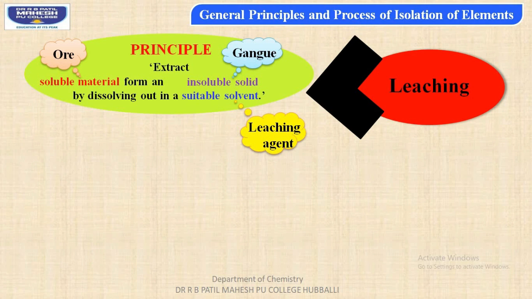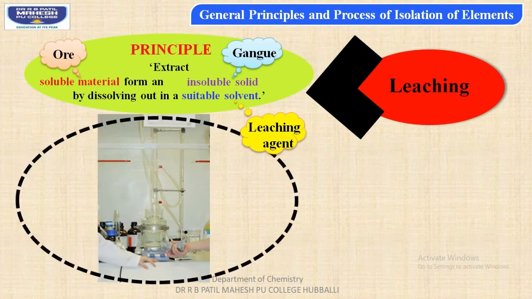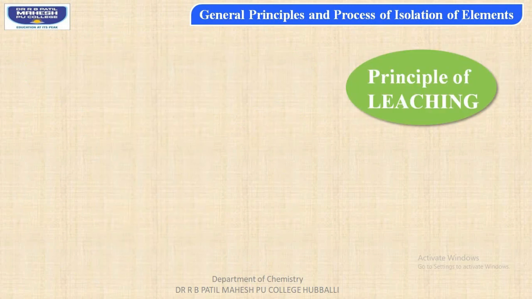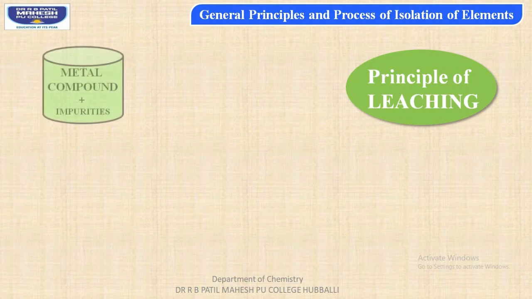A suitable solvent, students, which is used in the leaching process is called the leaching agent. In this diagram, students, you can observe the leaching process which is done to obtain soluble ore from the insoluble gangue particles. Now let us consider the principle of leaching along with a diagram.